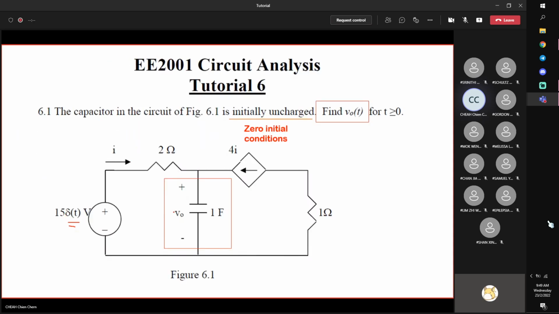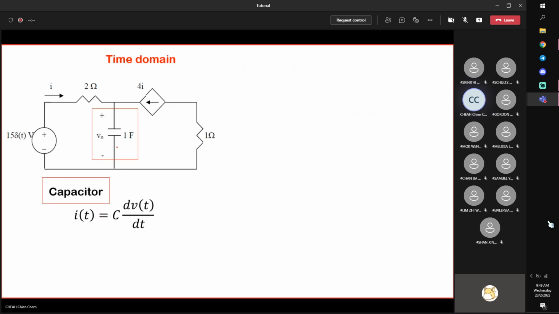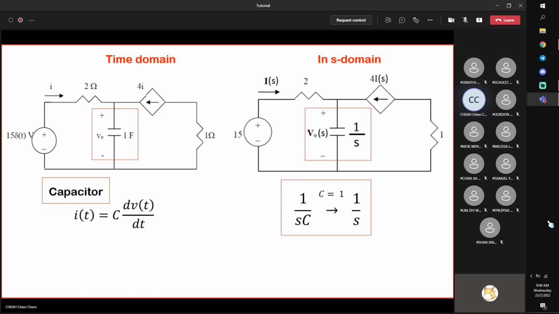Let's start from this energy storage element. For a capacitor, I is equal to C dV/dt. Again, we know that in Laplace domain it is 1 over SC. C is equal to 1, therefore it is 1 over S. So your energy storage element, the capacitor, becomes 1 over S in Laplace domain.